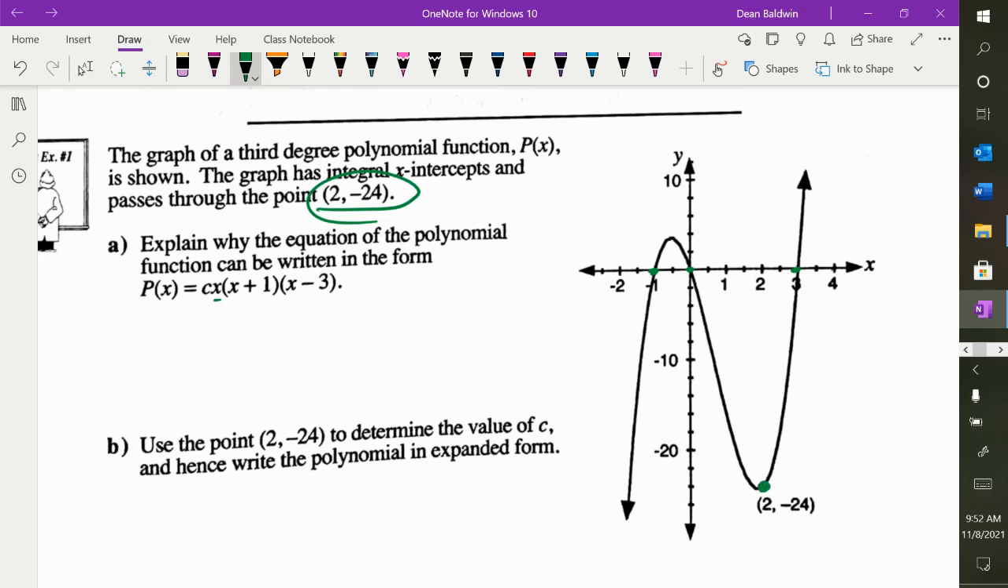So if I write it, P of X is equal to C, X plus 1, X minus 3, how can I solve for C? You plug in the point because X is 2 and Y is -24. So -24 is equal to C times 2, 2 plus 1, 2 minus 3. And then you just algebra it.